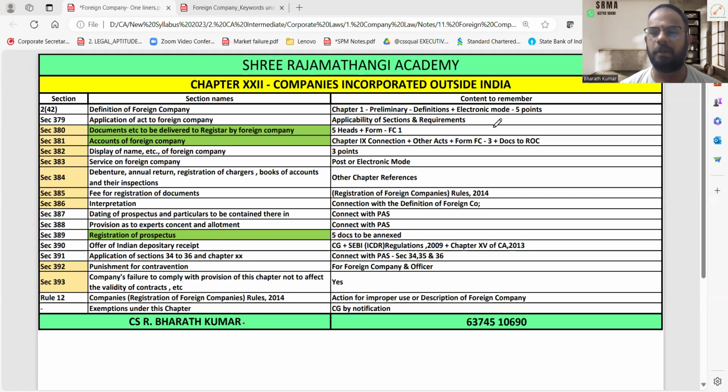We are now in chapter number 11 of your CA institute material, but that is not actually chapter number 11. Chapter number 11 of the Companies Act is different from chapter number 11 of your institute material. We have already told you this in the previous chapters. Companies incorporated outside India is your chapter number 11 of institute material, but the actual chapter is chapter number 22 of the Companies Act 2013. Companies incorporated outside India. Very simple chapter.